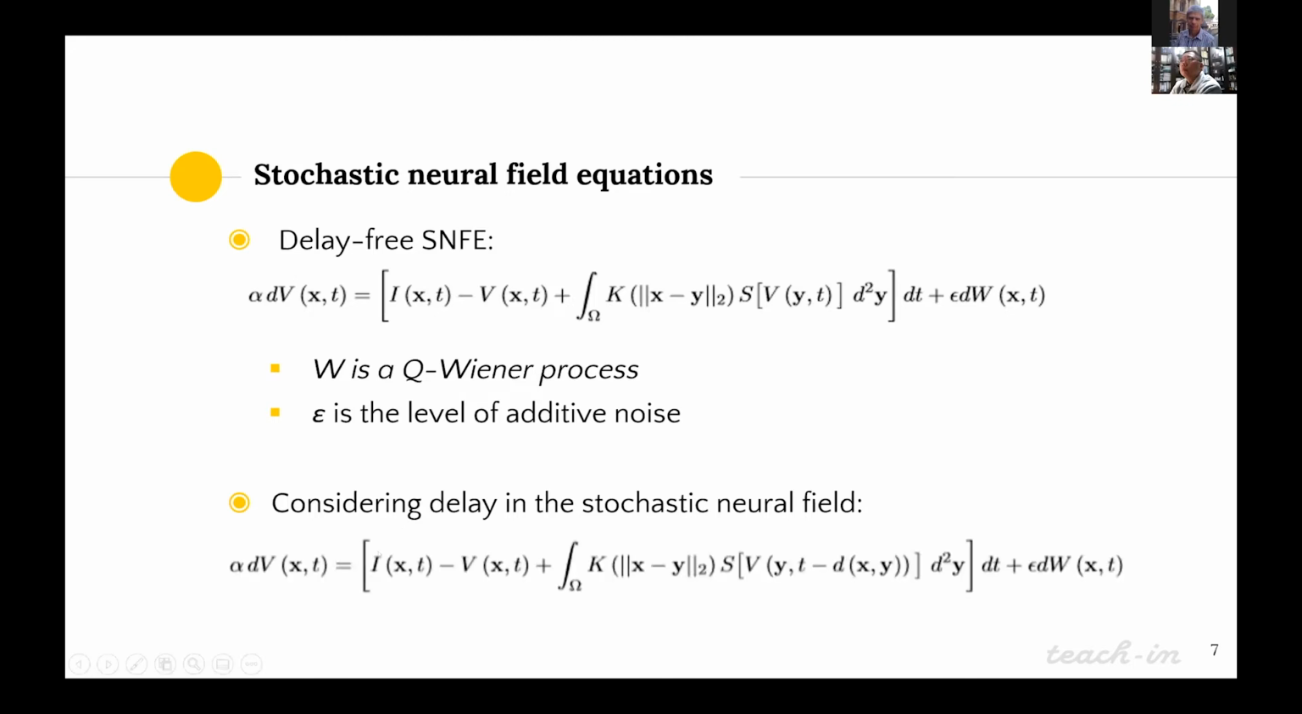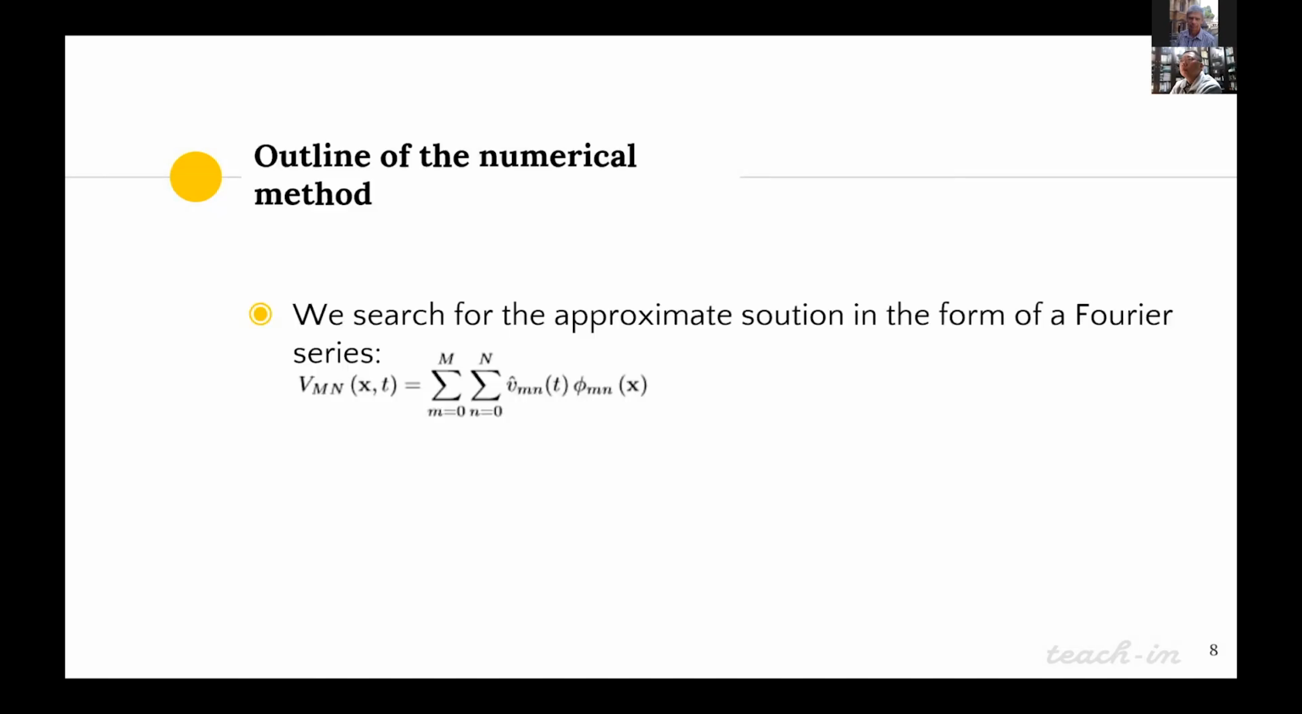Okay, so when we have simultaneously the neural field equation with noise and with delay, we get this last equation, which is the subject of our work, the stochastic neural field equation with delay. As I said, our work was a numerical investigation. So I will show you numerical results. To obtain this, I will give now an outline of the numerical method.